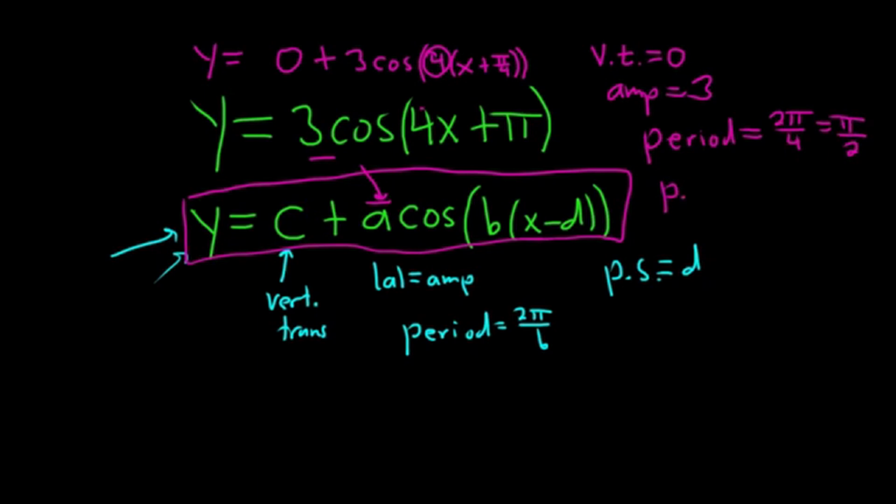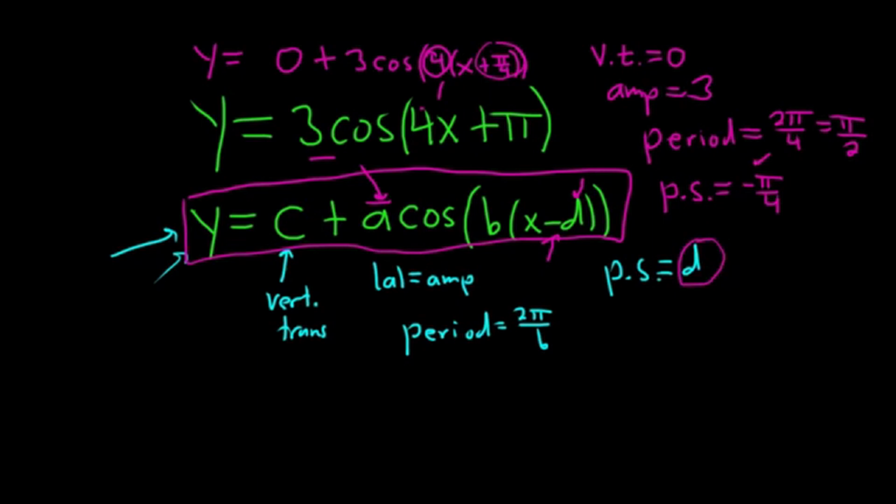And then the phase shift, here's where it gets sneaky. So this is the reason I pulled out the 4. You see here it's minus d, and the phase shift is d. So you just switch the signs. So in this case, the phase shift is negative pi over 4, right? It's important to switch the sign. Look, there's a negative d here. It becomes a positive d. There's a positive pi over 4 here. It becomes a negative pi over 4.